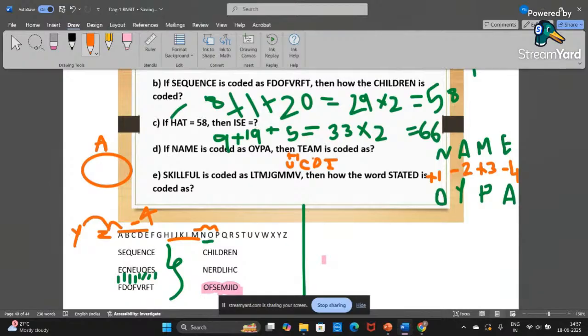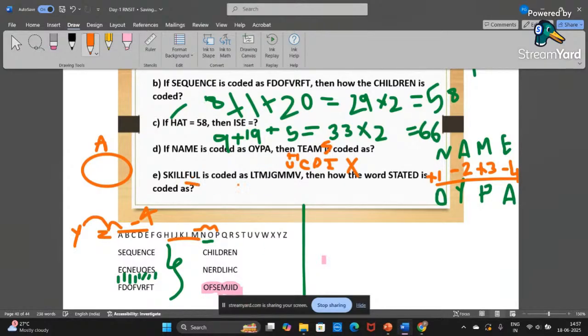In case instead of 4 letters, if it was like TEAMS, with S added to this, think that S is there. So what you have to do? Previously it was minus 4. For the next alphabet it will be plus 5. So for S, plus 5 means 1, 2, 3, 4, 5. This is your answer. The logic is plus 1, minus 2, plus 3, minus 4. This is your logic.